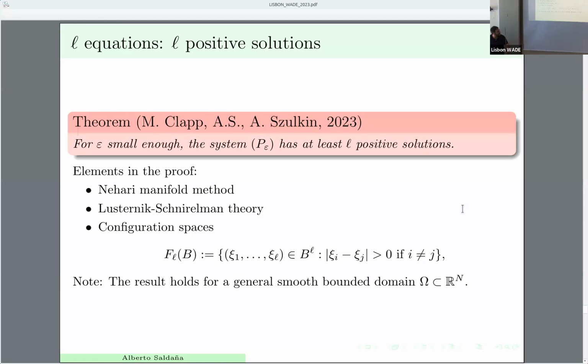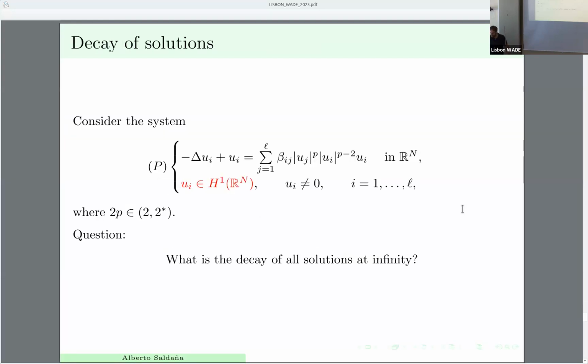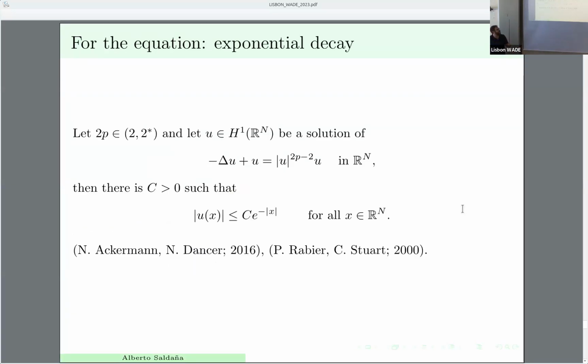And the last result I want to talk to you about is, well, what about another property of this system, which is the decay at infinity? We know that a solution of this system, which now we are considering in R^n, but is still sublinear, belongs to an energy space, so to a Sobolev space that has some integrability condition. Can we say something about the decay of these components? Well, again, let's look first at the equation.